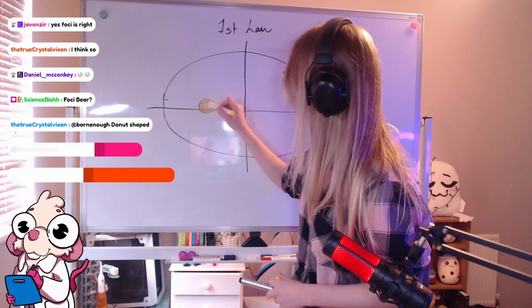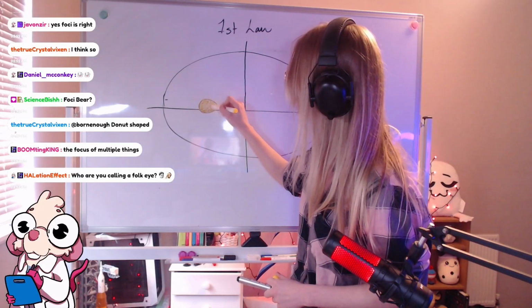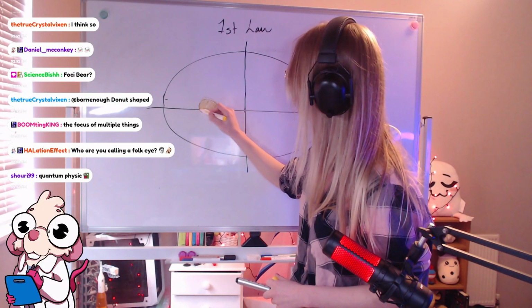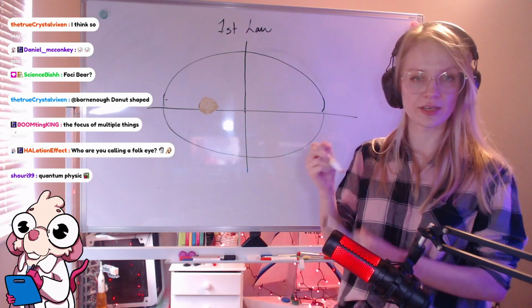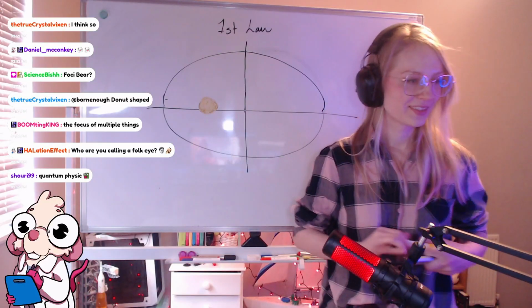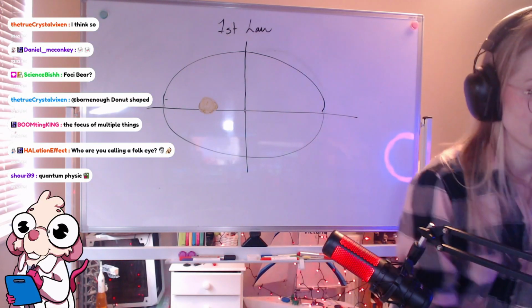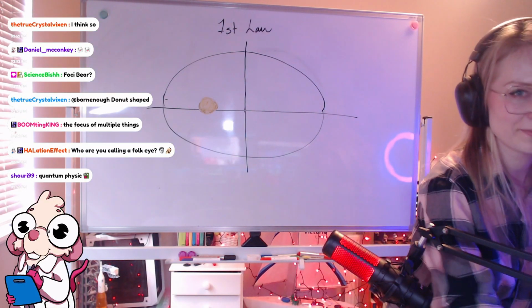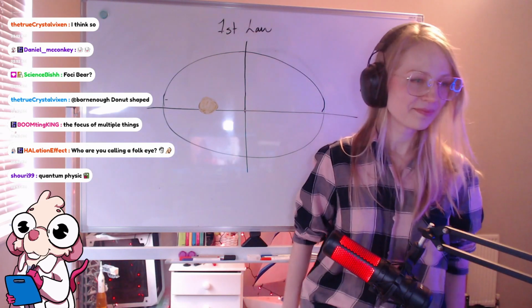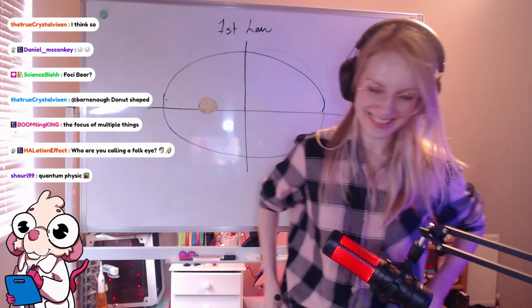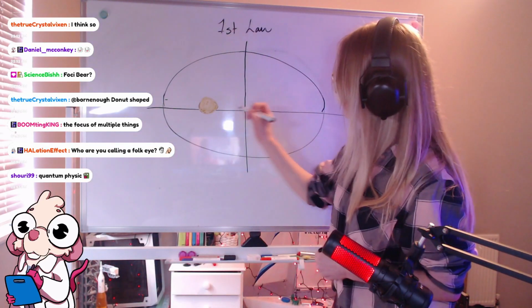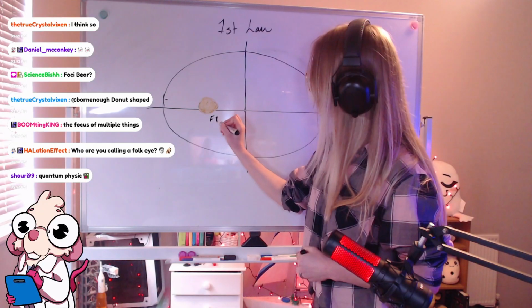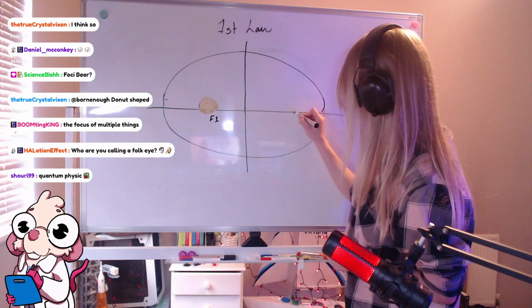You have a sun here. Quite a good drawing of a sun, I think. Classical mechanics, I promise. So this is F1, and the other focus that we have is F2. It's over here.